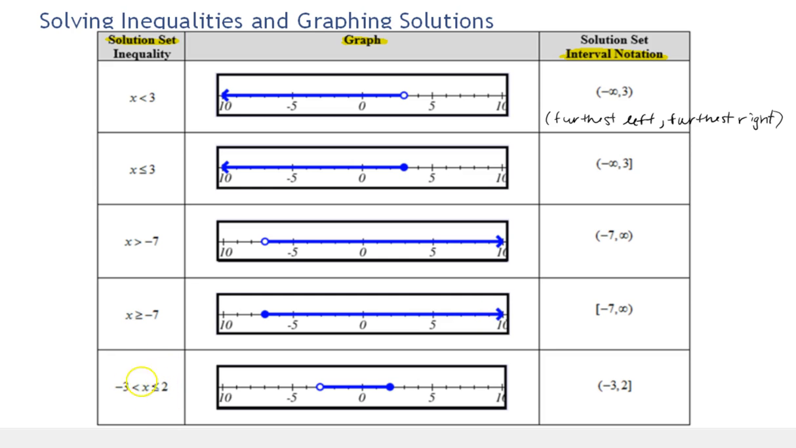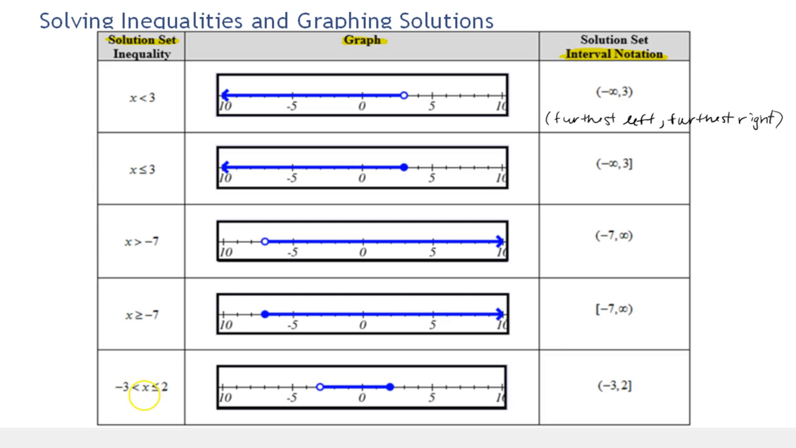And finally this one, we call this a double inequality. The value of x is bounded between two values. X is between -3 and 2. So our left-hand boundary, instead of being negative infinity, is -3. Notice there's a circle because x cannot equal -3. It's strictly less than, or -3 is strictly less than x.